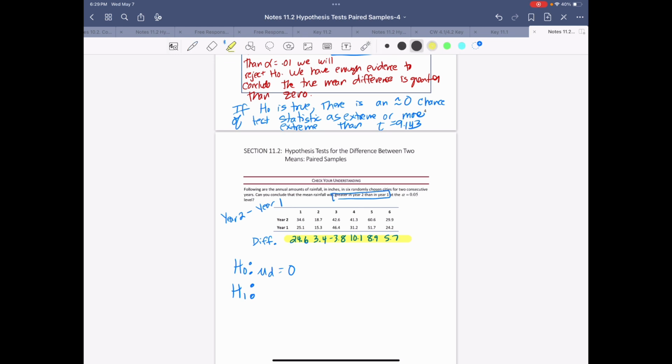So this is what I do. Look for a year where it was greater in year 2 than in year 1. Like our first one, it was greater in 2 than in 1. Like our 6th one, it was greater in 2 than in 1. Every time it's greater in 2 than in 1, if you look at the difference is positive. Okay, so the difference is positive every time. And a positive difference is greater than 0. So my H1 would be mu of D is greater than 0. So that's how you're going to set that up. And that will help you on the ALEKS assignment too.